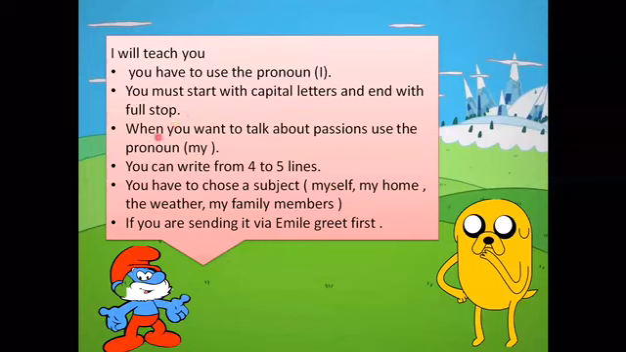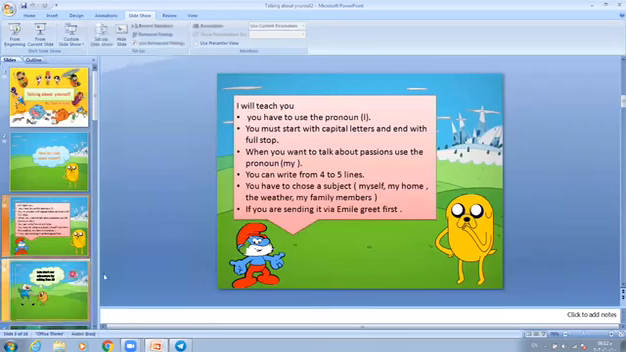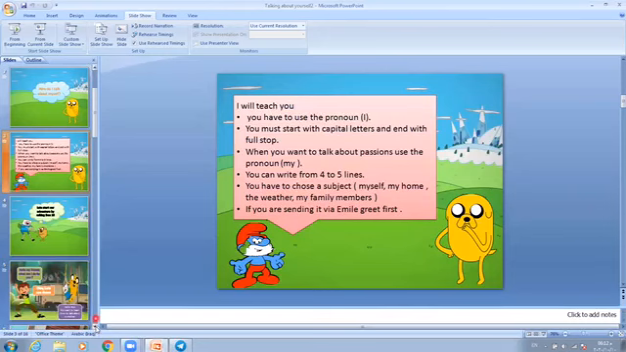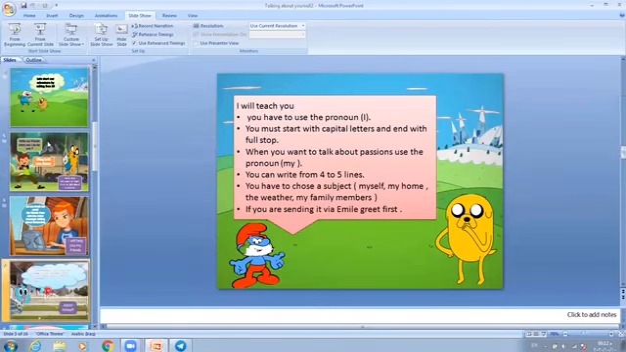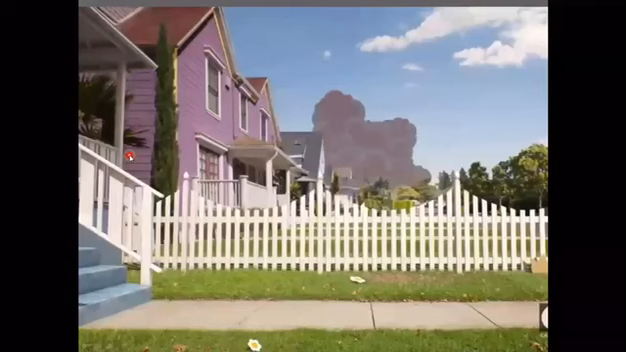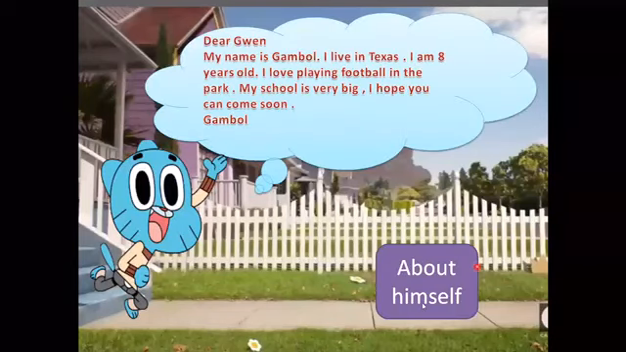When you want to talk about possession, you use the pronoun my. You can write from 4 to 5 lines, depending. You have to choose subjects like myself, my home, the weather, your family member, whatever you want. So, you know that Gumball sent Gwen a message, right? He talked about himself in the message. He chose the subject himself. Okay, talking about himself, the first subject.